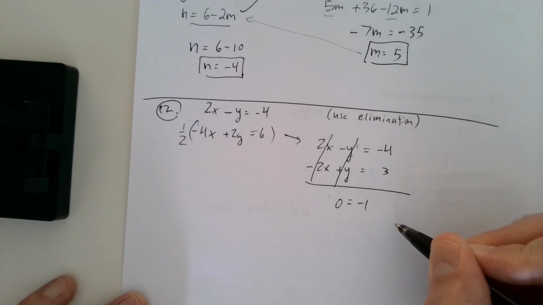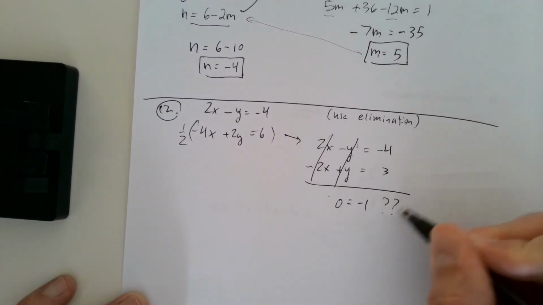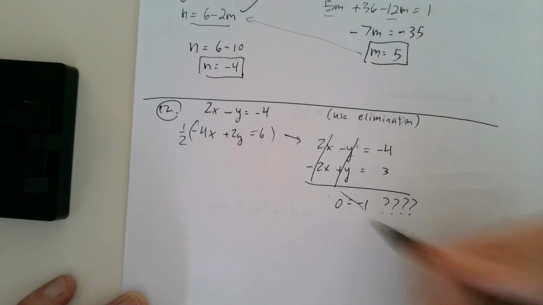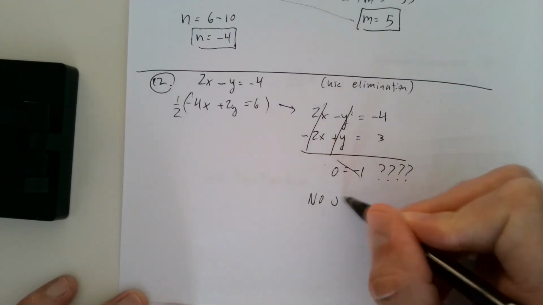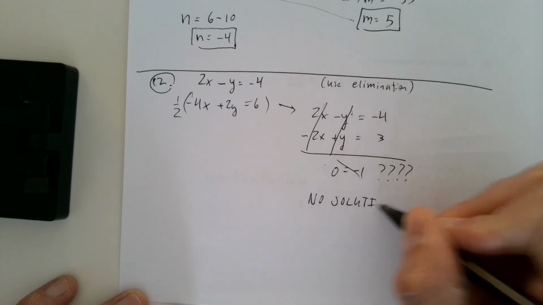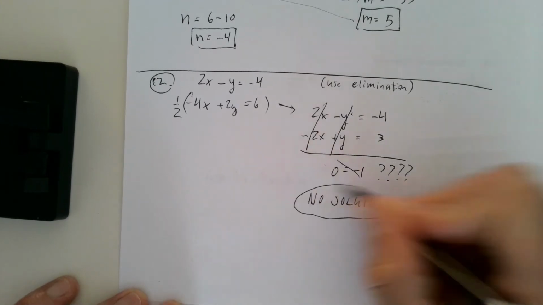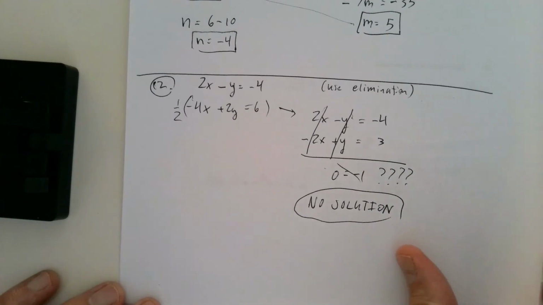0 equals negative 1? What? I don't think so. So this is a false statement, which means our final answer would be no solution. Alright, next we have some quadratics.